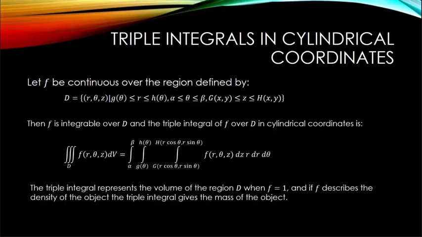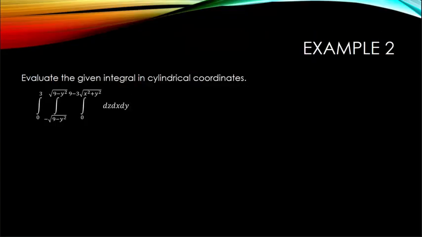This triple integral represents the volume of the region D when my function f inside the integrand is equal to 1. If f describes a density of the object, the triple integral gives me the mass of my object. Let's work an example. I want to evaluate the integral in cylindrical coordinates given by the integral from 0 to 3 of the integral from negative square root of 9 minus y squared to square root of 9 minus y squared of the integral from 0 to 9 minus 3 times the square root of x squared plus y squared, dz dx dy.